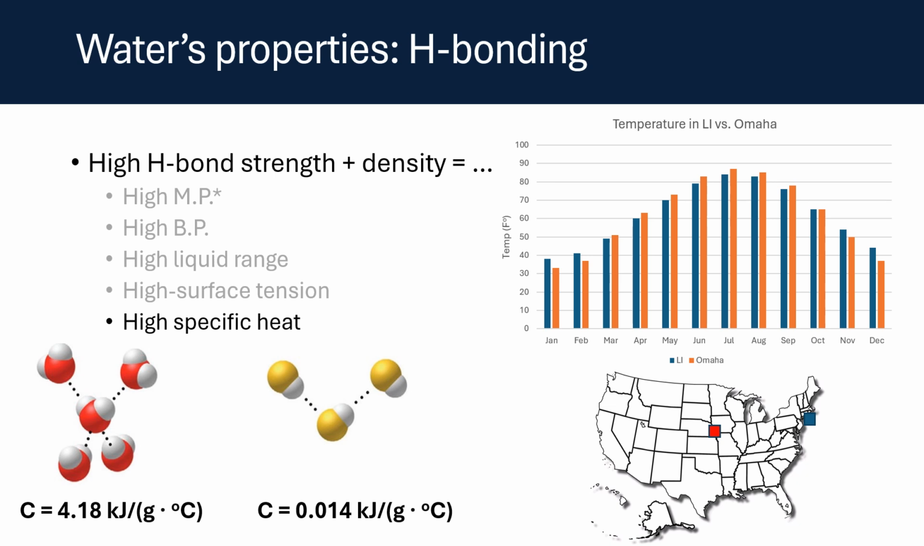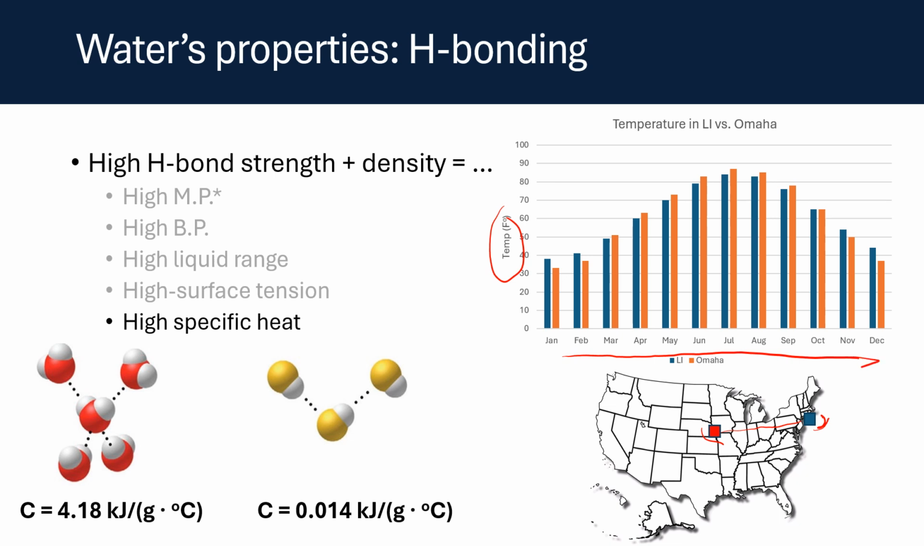You can see this temperature buffering effect with weather data. In this chart over here, I plotted the average temperature of two areas that are roughly on the same latitude in America. We have, where I currently am, Long Island in blue, and Omaha, Nebraska in red. Let's look at how the average temperature changes over the span of a year.